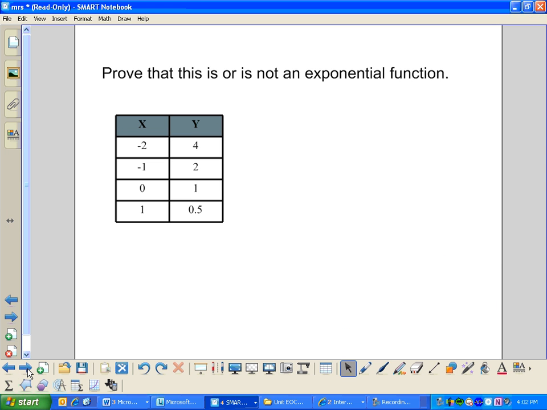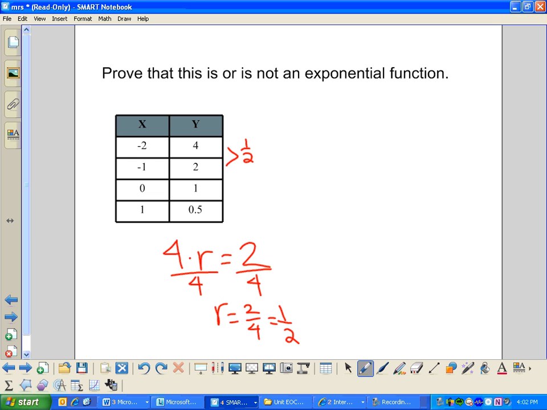Going to help start you off on this one. Let's see whether it is or is not an exponential function. 4 times what gives me 2? Let's see. 4 times R for ratio gives me 2. How do I figure out what R is? Divide both sides by 4. And I get R is equal to 2/4, which is the same thing if I simplify it to 1/2. So my first ratio is 1/2. You can keep on working and see 2 times what gives you 1. 1 times what gives you 0.5. See if you have common ratios.